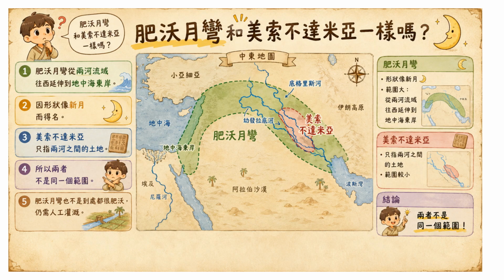Many students mix up these two ideas, so this slide helps us compare them. Look at the map in the middle. The Fertile Crescent is the larger curved region. It stretches from the Two Rivers region westward to the eastern coast of the Mediterranean. Mesopotamia means the land between the Tigris and Euphrates, so it is only one part of that larger area. So the answer is no. They are related, but they are not the same thing.